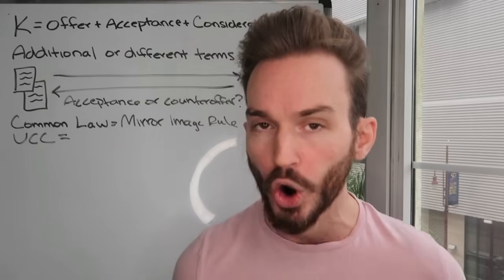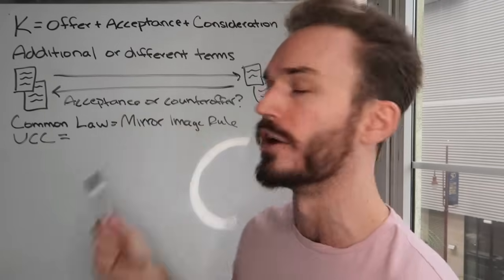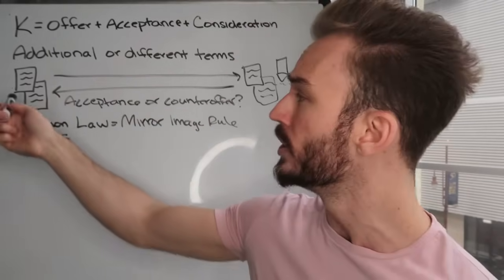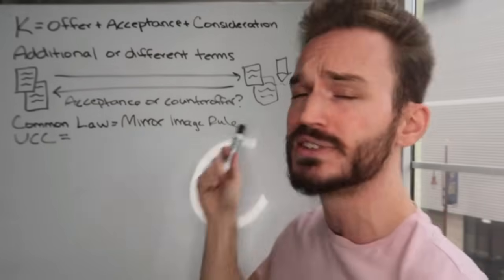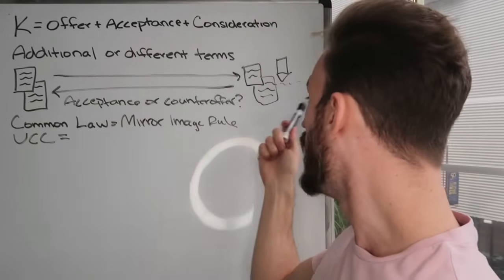There can be no changes, right? So in this situation, under the mirror image rule, we are going to have a counteroffer, not an acceptance, because if we look at the offer and the purported acceptance, they are not a perfect mirror image of each other. The purported acceptance is adding additional or different terms. This guy wrote on the front page, this needs to be shipped by next Tuesday.